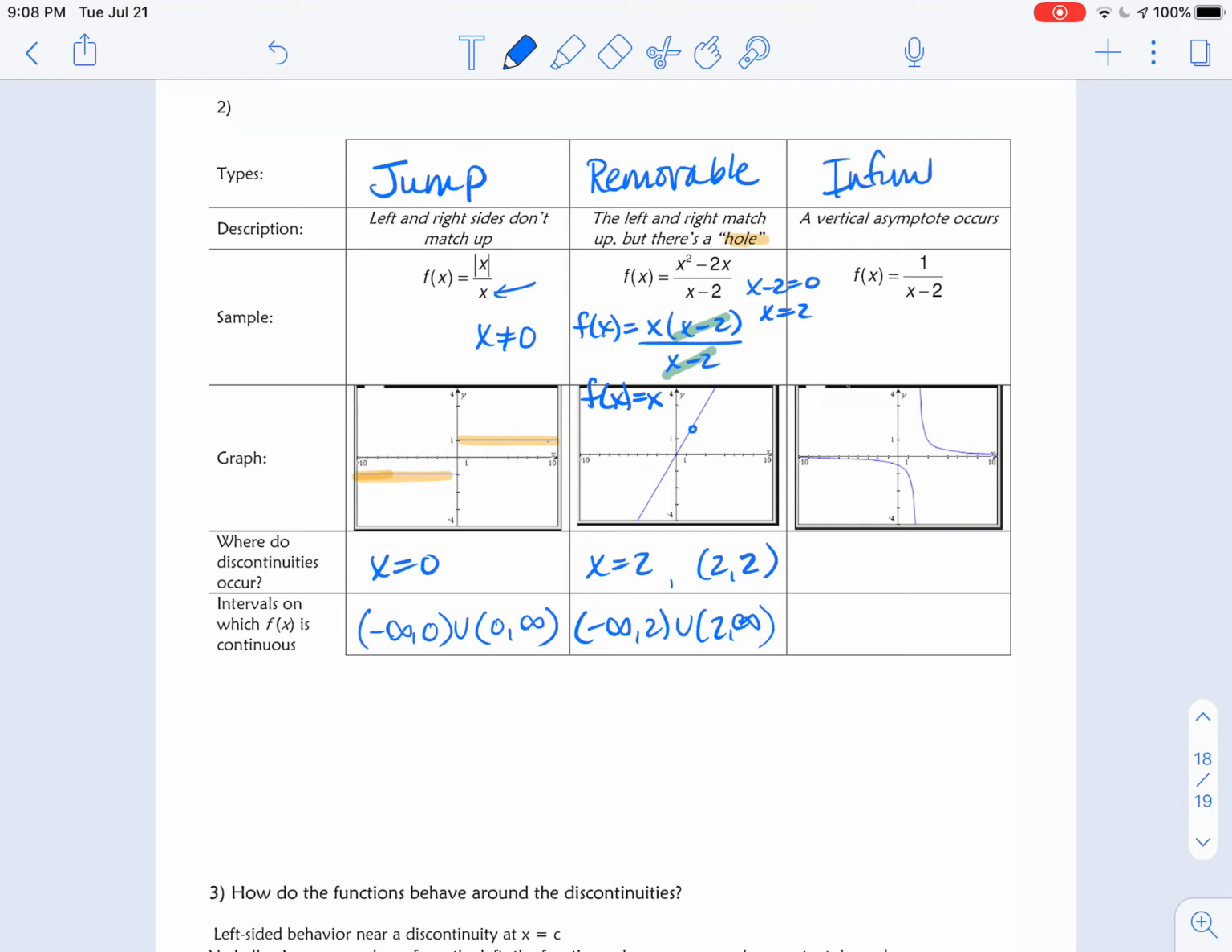And the last type of discontinuity, this is our infinite discontinuity. And this is where we have a vertical asymptote. We're looking at another rational function, and where the denominator is equal to 0, the function is undefined, and so that's where we have our vertical asymptote. So we set the denominator equal to 0 to solve. If we add 2 to the right side, we have our vertical asymptote at x equals 2. So that's going to happen right in here somewhere. Everywhere else, the function is defined.